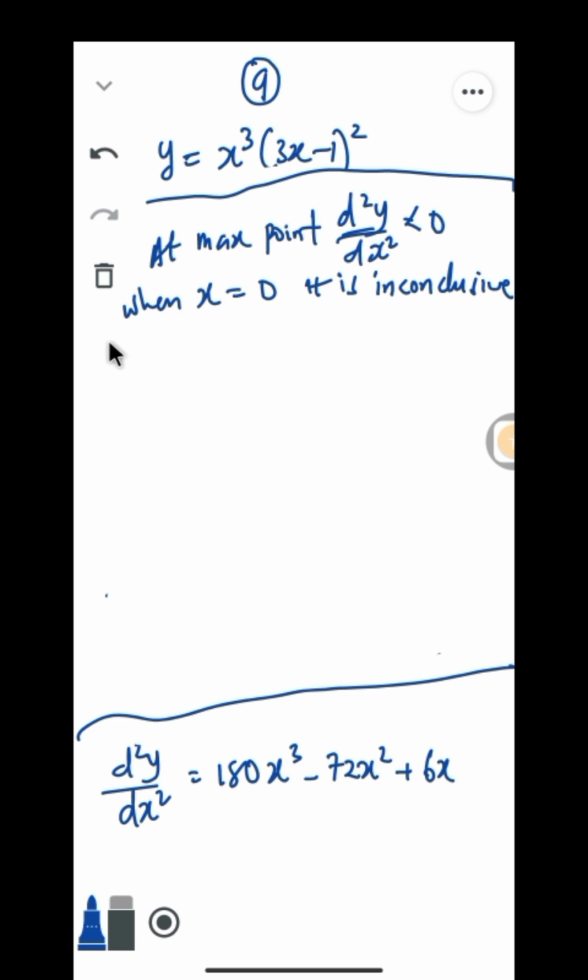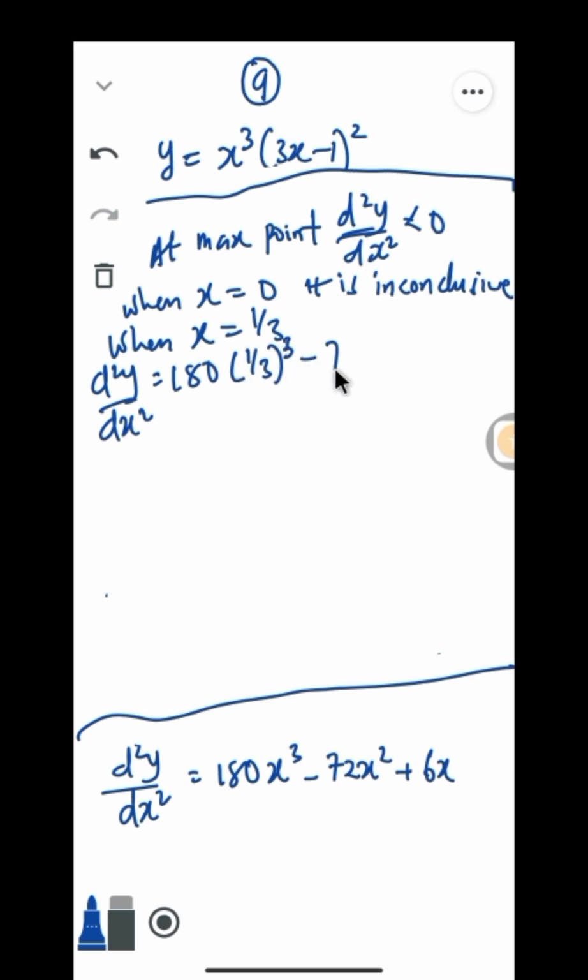So we can now test the other one. So say when x is equal to, the first one was 1 over 3. We just put 1 over 3 here, and we have that d squared y over dx squared is equal to 180 into 1 over 3 cubed minus 72 into 1 over 3 squared plus 6 into 1 over 3.